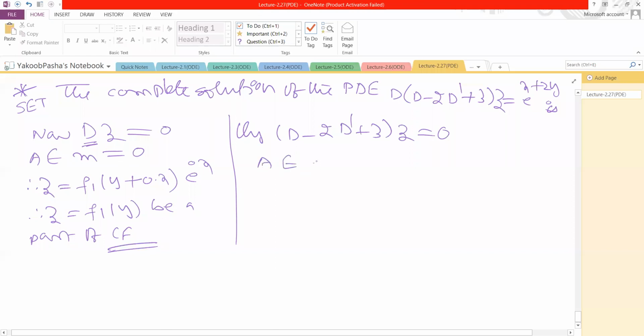Here the auxiliary equation is m plus 3 is equal to 0. I am omitting d dash, avoiding d dash for taking the auxiliary equation. So from this we can write m is equal to -3. m equal to -3 means the part of the complementary function is a function of another function f2 of y.